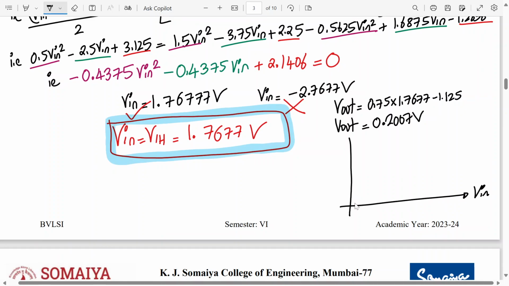This is V in, this is V out. Let me show you what it means in the VTC curve here. So here is my VIH, and correspondingly what is the value of V out? 0.2 volt. Here it is. And what is the value of VIH? 1.7677. So you can easily see V out is just above 0. When V in is equal to 1.7677, V out is just above 0. So this proves that we are going in the right step.